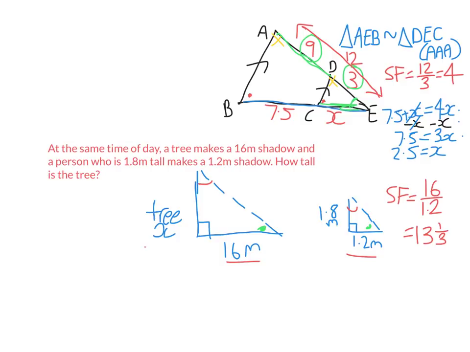So now we're going to find the tree. The tree, x, is in the larger triangle. So what we do is we take the corresponding side and we times by the scale factor. And then if you put that on your calculator, you get 24. So the tree is 24 meters tall. So that's an example of how we can use similar triangles to measure inaccessible objects.